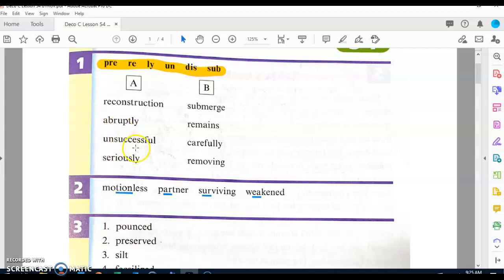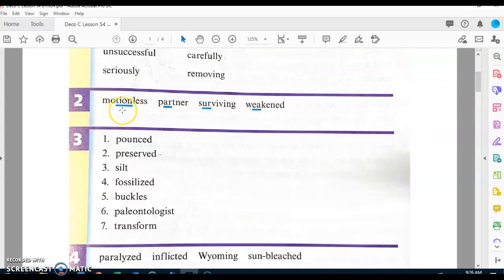Next word. What word? Abruptly. Next word. What word? Unsuccessful. Next word. What word? Seriously. Column B, boys and girls, paying close attention. First word. What word? Submerge. Next word. What word? Remains. Next word. What word? Carefully. Next word. What word? Removing.